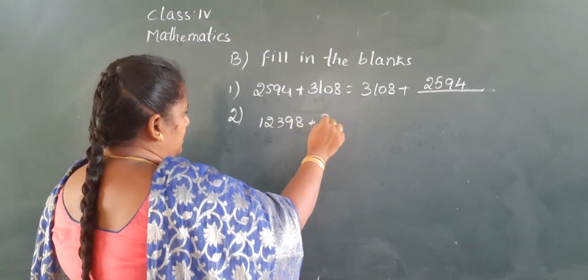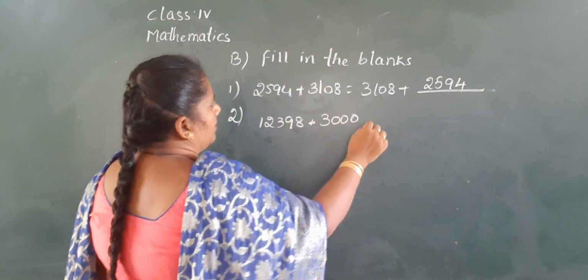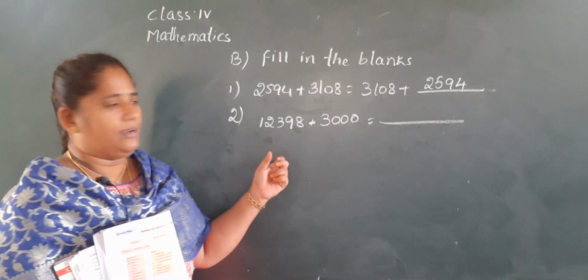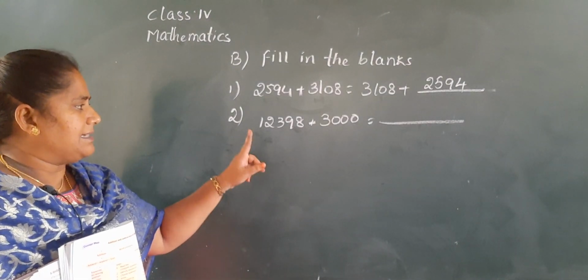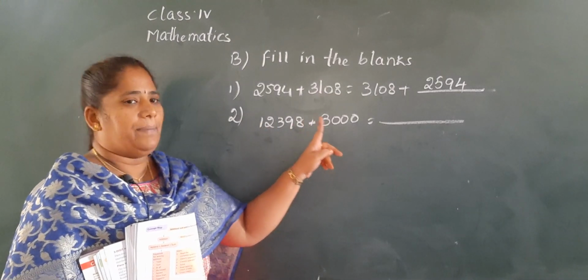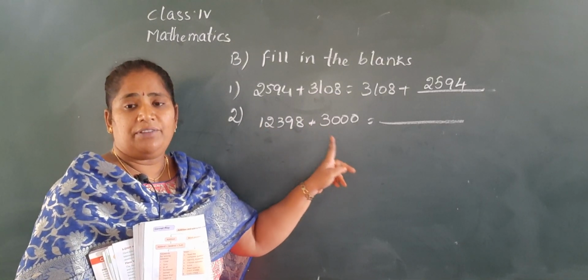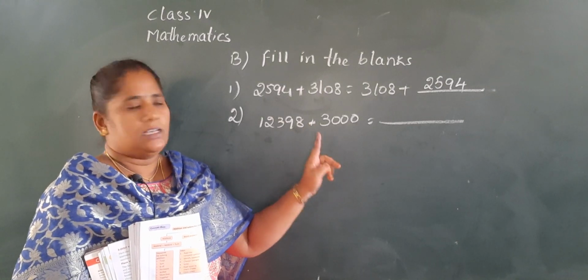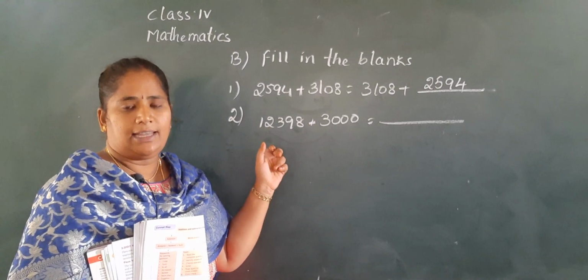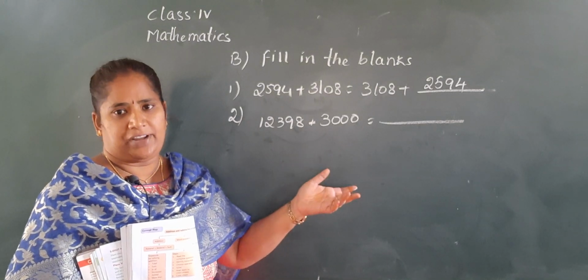And next, second one. 12,398 plus 3,000. You do this in your mind only, Nana. Just look at this number. Here we are adding only thousands. So, 3,000 to 12,000. How many thousands came? 12,000 plus 3,000 equal to 15,000.